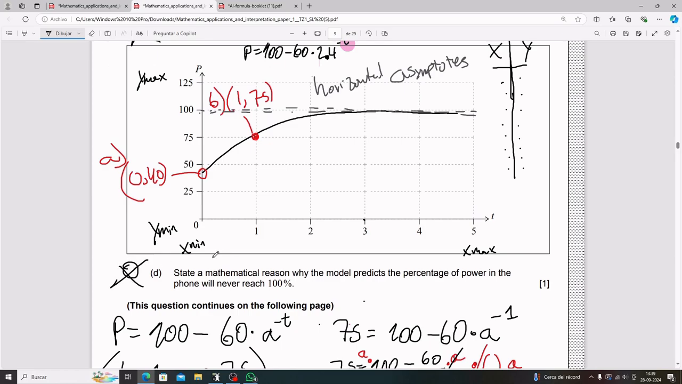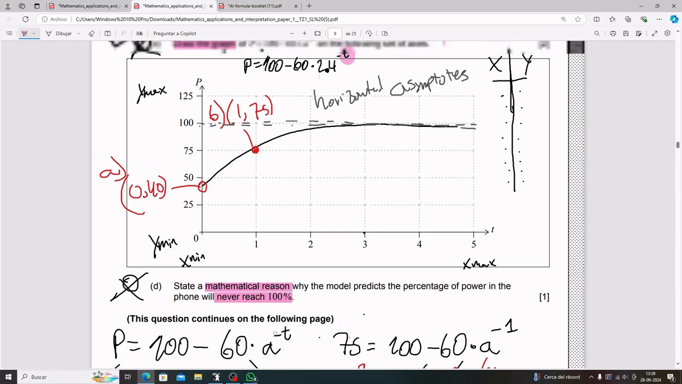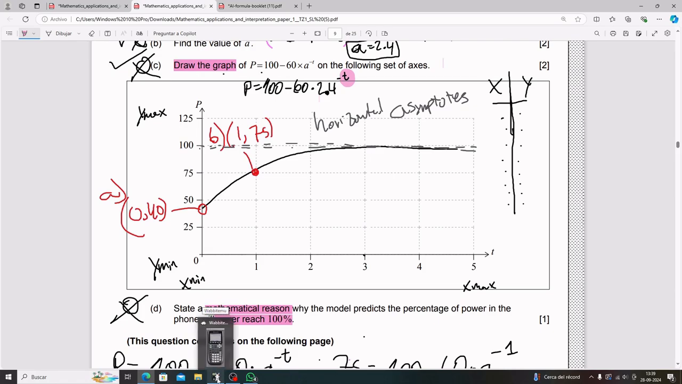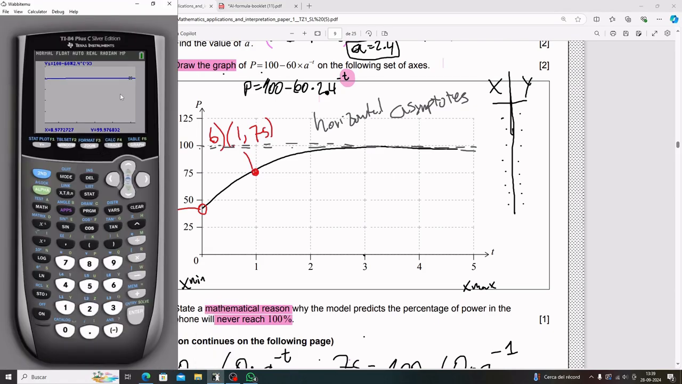For part D, you need to state a mathematical reason, ¿cierto? So I did talk about this a little bit. State a mathematical reason why the model predicts the percentage of power in the phone will never reach 100%. So there's two main things that are happening. One way to answer is that you noticed in your graph that there's a number it never reaches, ¿cierto? Even if you go to the table, pressing second and graph, and you start scrolling down, you realize, damn, you really never reach it. I mean, here it reaches 100, but it's really because it's 99.999999999, ¿cierto?